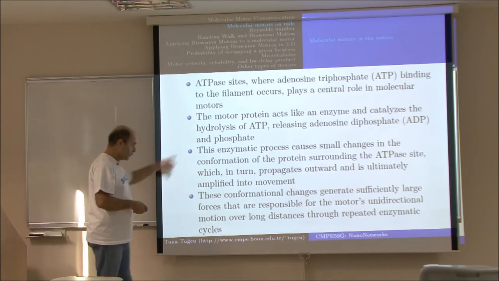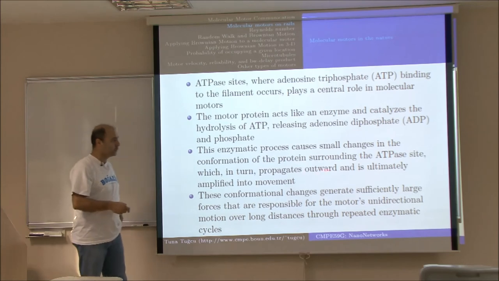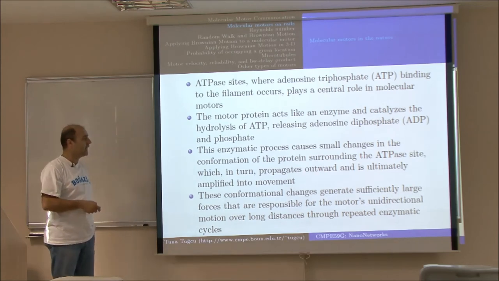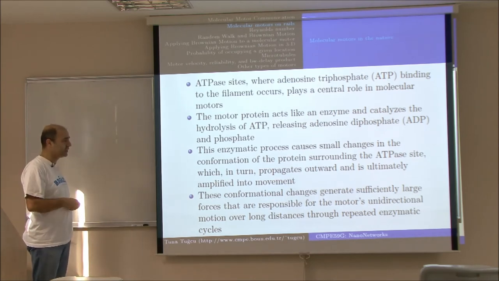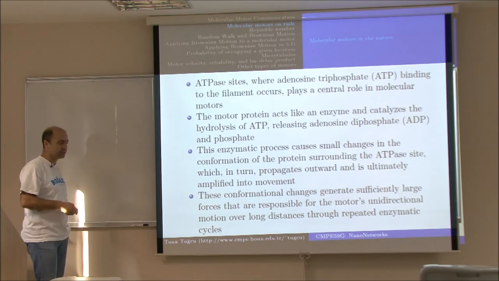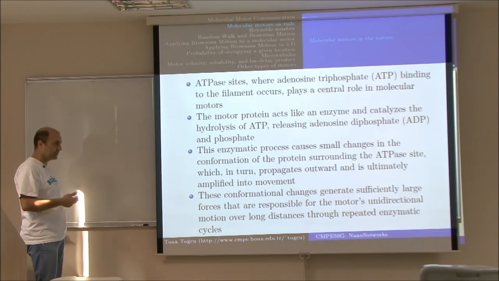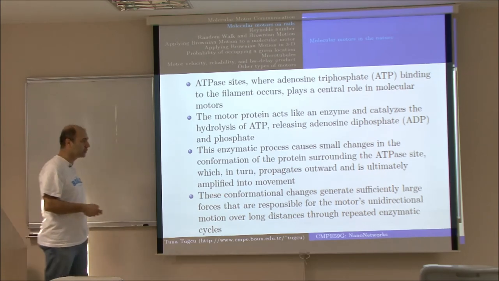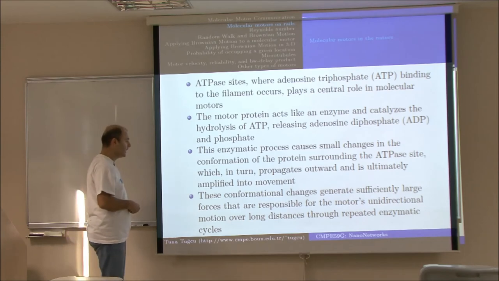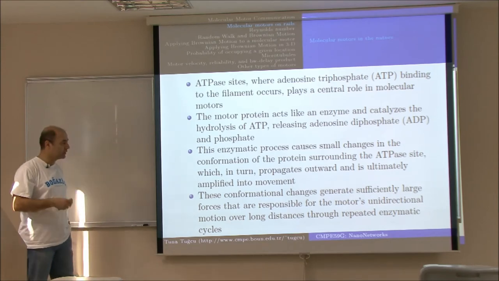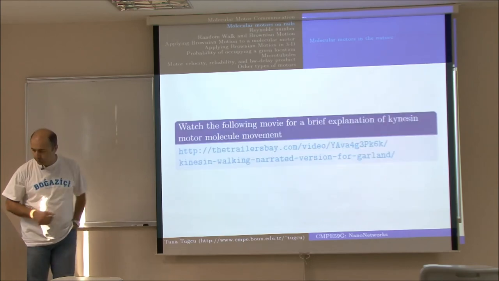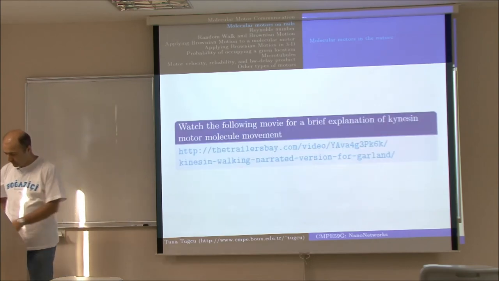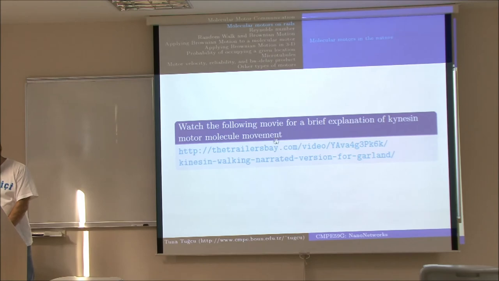So in turn, it propagates outward, the shape changes, and is ultimately amplified into a movement. These conformational changes generate sufficiently large forces that carry the motor and its load in a unidirectional motion over long distances through repeated enzymatic cycles. So, let's have a look at this.